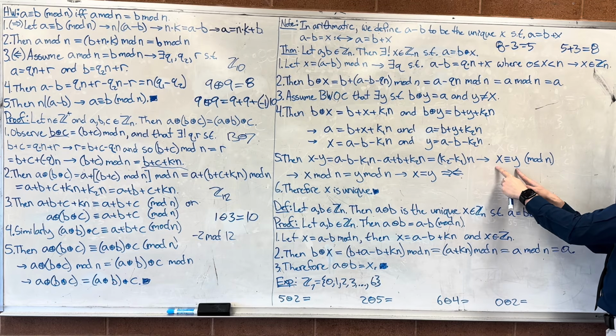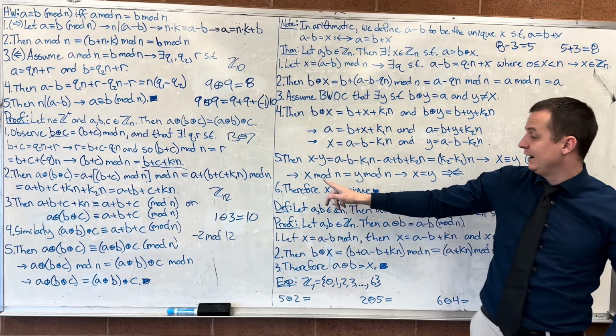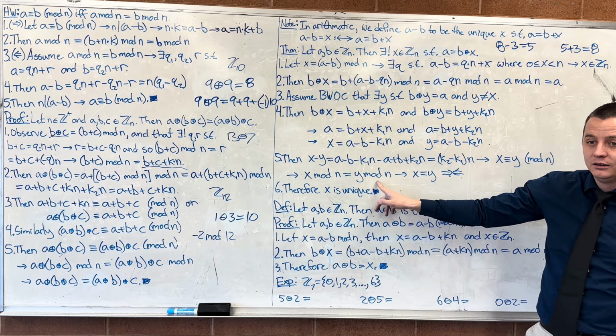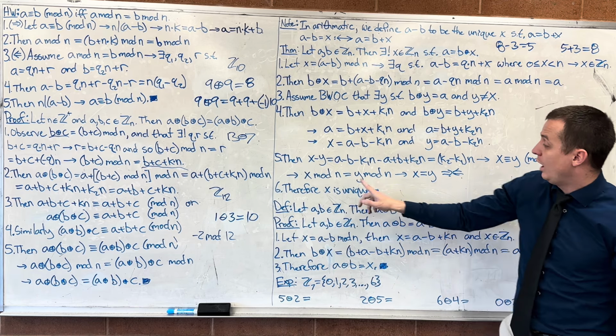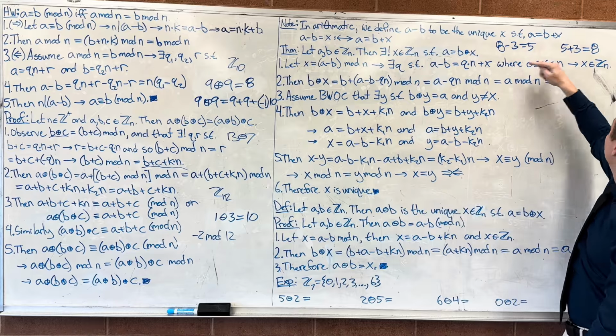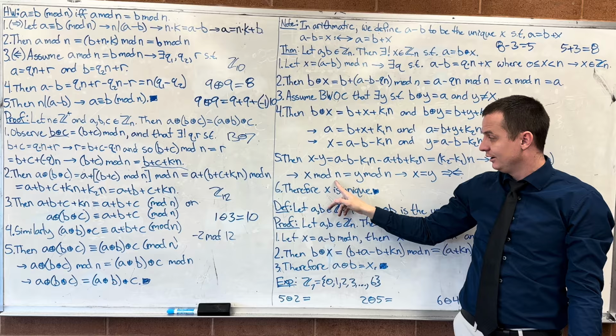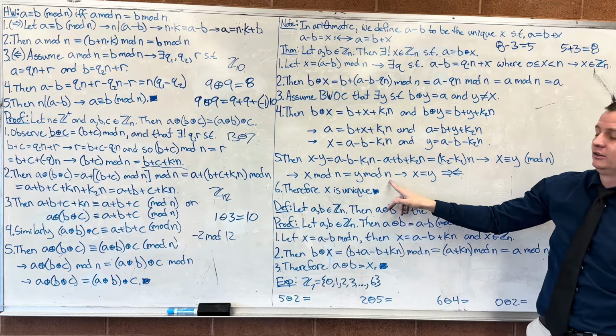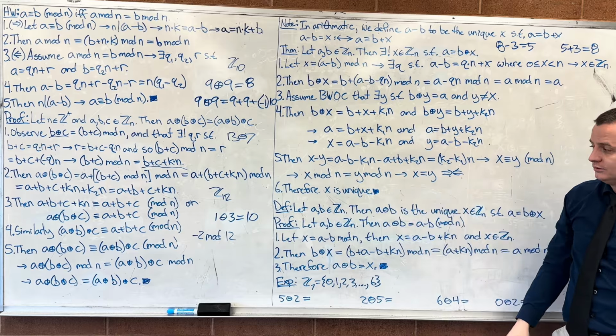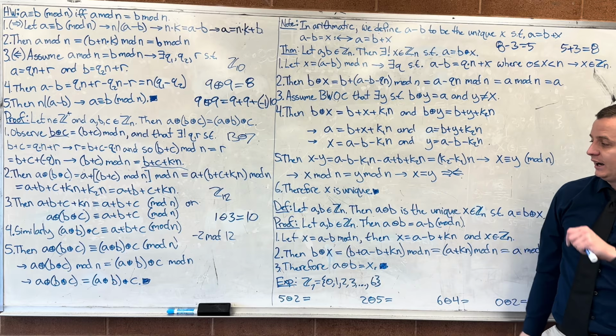Which gives me x is congruent to y mod n, which gives me x mod n is equal to y mod n. But since we're assuming x and y are both in Z sub n, then x mod n is already just x, and y mod n is already just y. So that gives me x is equal to y. Contradiction. Therefore, x is unique.